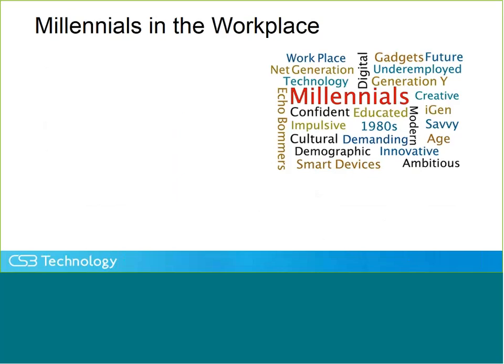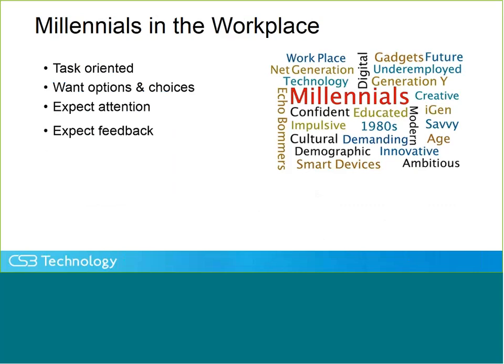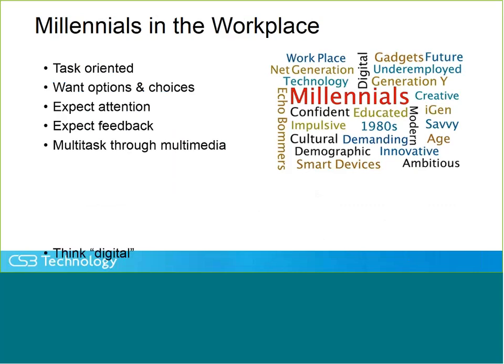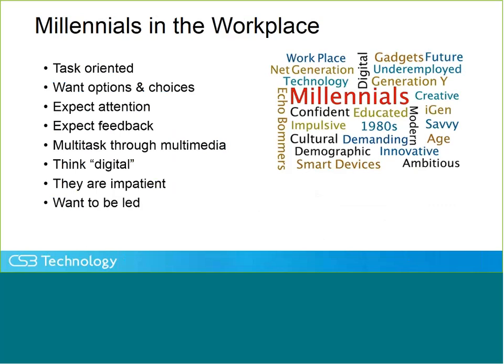So just to touch a second on millennials, some of the things about millennials that are really important is that they need that feedback continuously. So if you don't have a system in place to be able to give consistent feedback, that's going to be a problem. They think digital, they're impatient, all of those things. But technology has become completely unified in the everyday life of millennials.